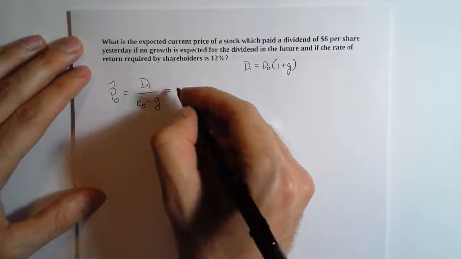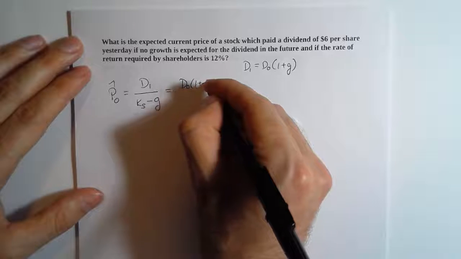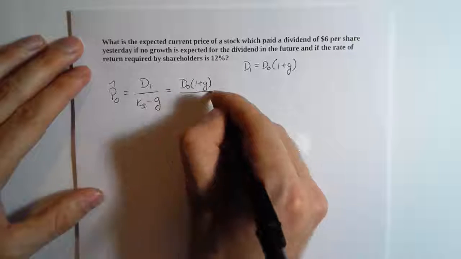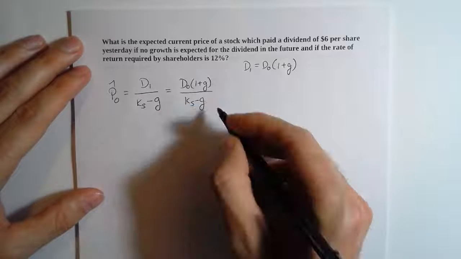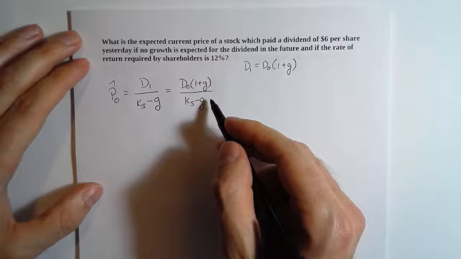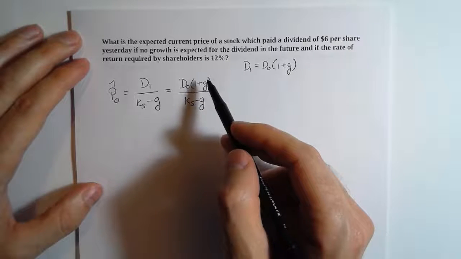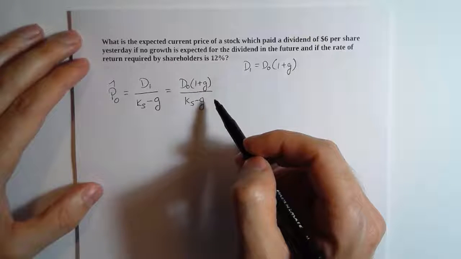So let's go ahead and substitute. We'll have D0 times 1 plus the rate of growth in the numerator, and then I have KS minus G in the denominator. Now, you might be looking at this and thinking, but wait a minute, we have a stock that has no expected growth, so why are we using a constant growth formula?